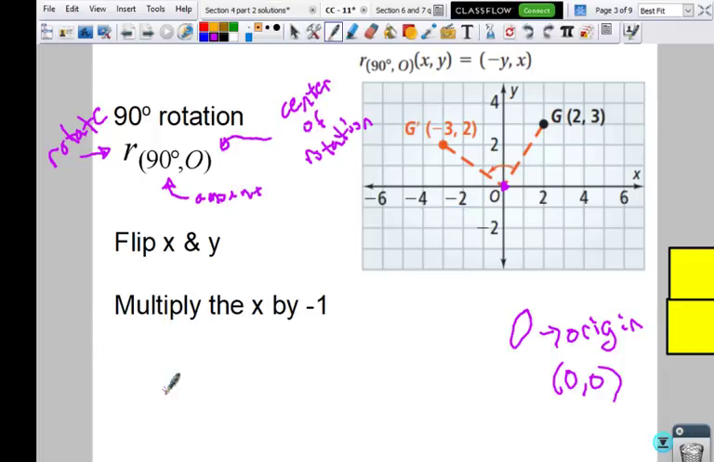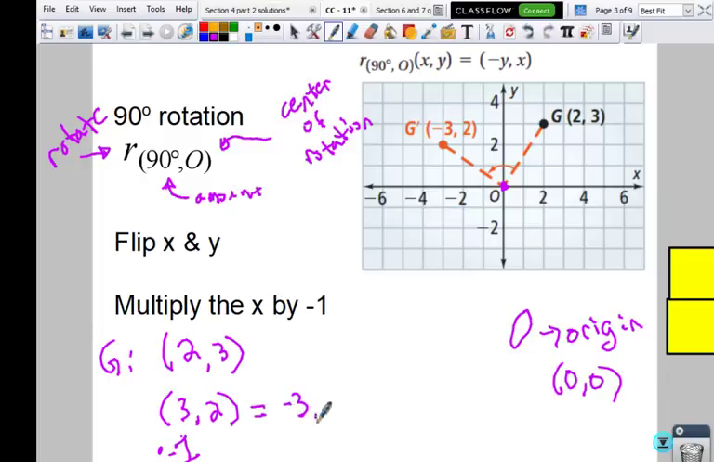So I'm going to rotate G, which is at 2, 3. To do that, I'm going to flip X and Y around, so I'll get 3, 2, and then I'm going to multiply my new X by -1. That's a times -1. And we get -3, 2. So every time we rotate by 90, flip X and Y, multiply X by -1.